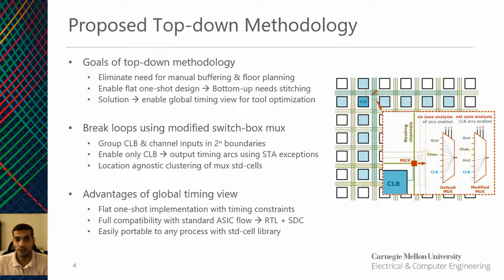Each switchbox mux gets an input from the CLB that is highlighted in blue and the routing channels highlighted in green. In the modified mux, we separate the CLB and channel inputs and group them together on 2^n boundaries that are defined by the mux select signals. We disable all the timing arcs via channel inputs and enable only the timing arcs via CLB inputs by using case analysis exceptions as highlighted in red.